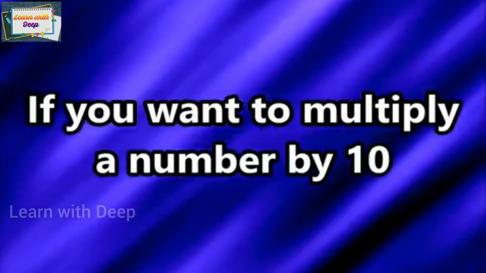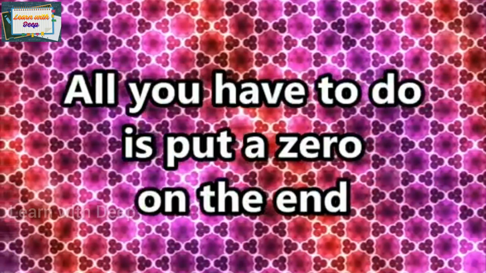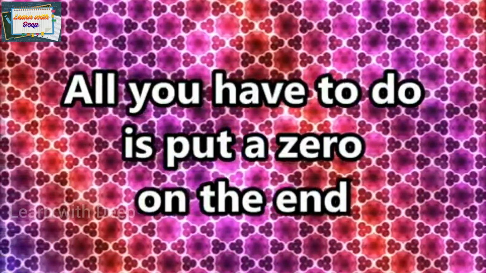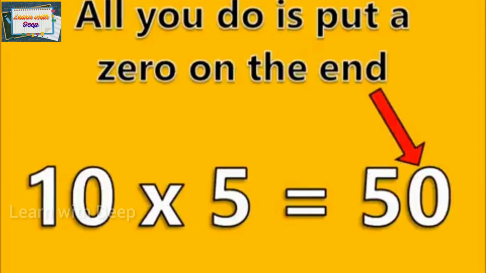If you want to multiply a number by 10, all you have to do is put a 0 on the end. If you want to multiply a number by 10, all you do is put a 0 on the end.